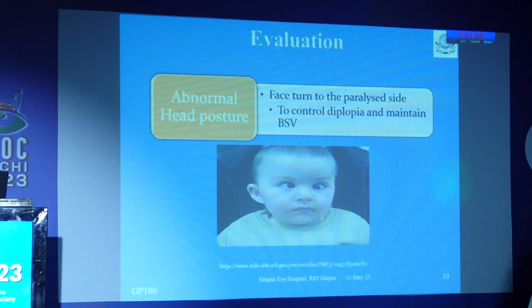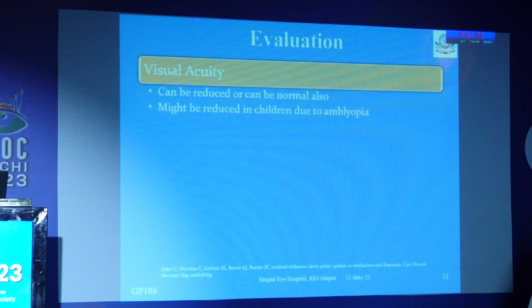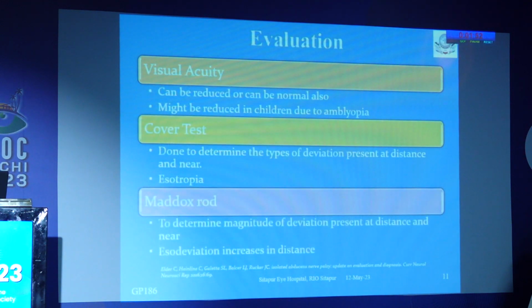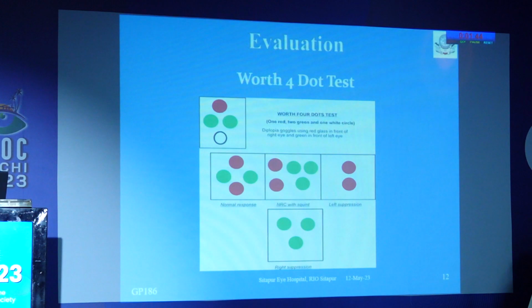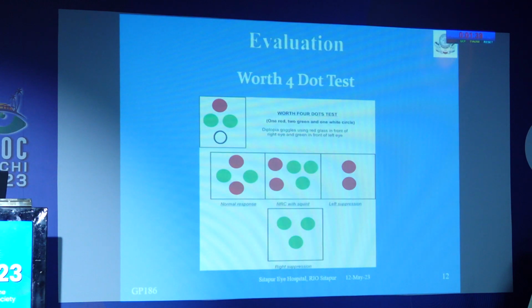Now, coming to the evaluation, there will be abnormal head posture. We must record the visual acuity and do the cover test to see the amount of the primary and the secondary deviation. Then we move on to the Worth 4 dot test, which is done with the diplopia goggles, with the red glass in front of the right eye and the green glass in front of the left eye, in which the patient with normal retinal correspondence with the squint in the right eye sees the 5 lights.